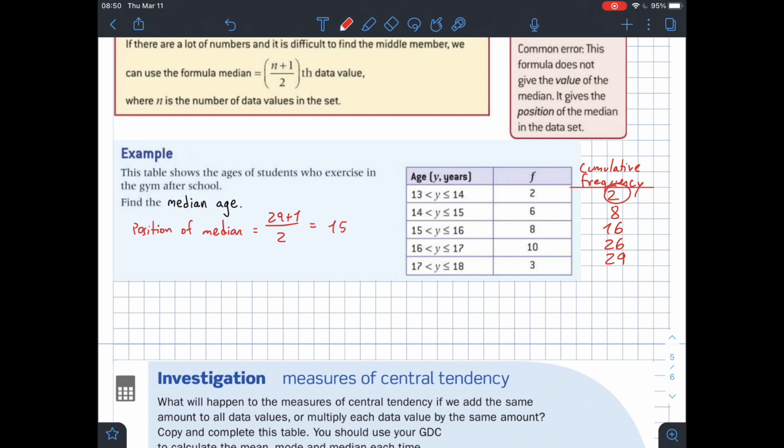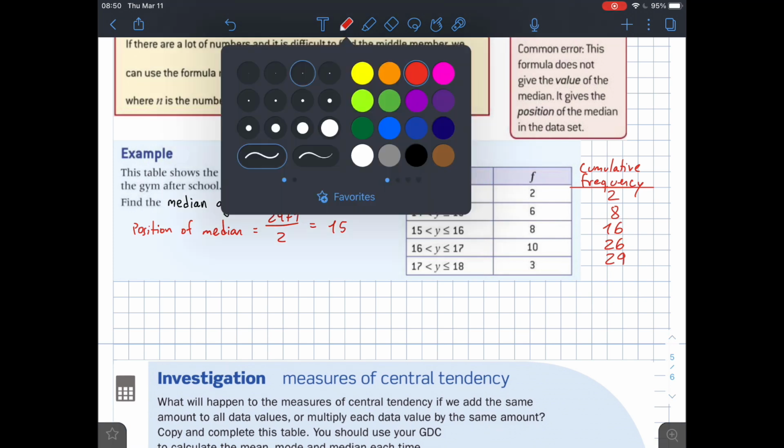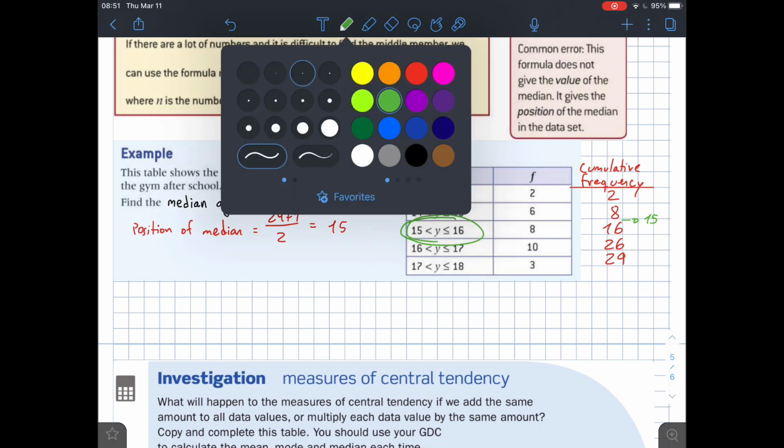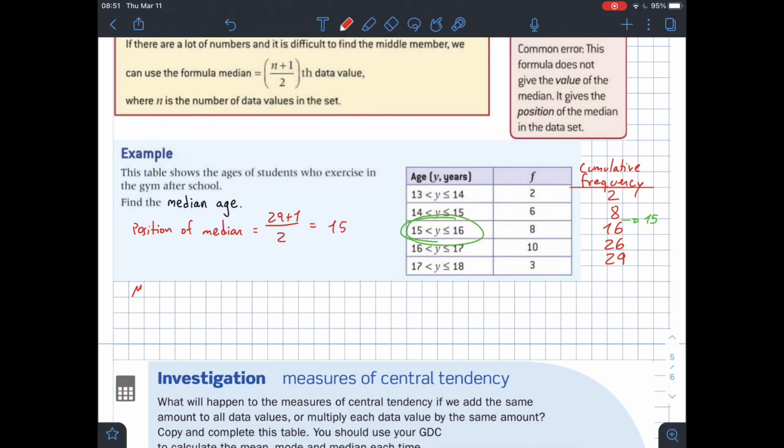So 15 is greater than 2, so definitely not in the first class. 8 is smaller than 15, so definitely not in the second class. And then we have 16, right? 15 is right before 16. That means that our median is inside this class over here, okay? So, in conclusion, we would say that the median age is that class over there, that group, which is from 15 to 16.